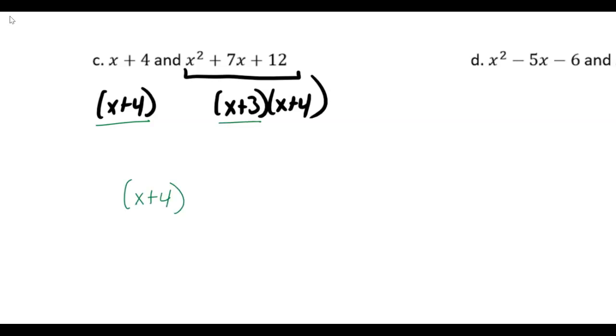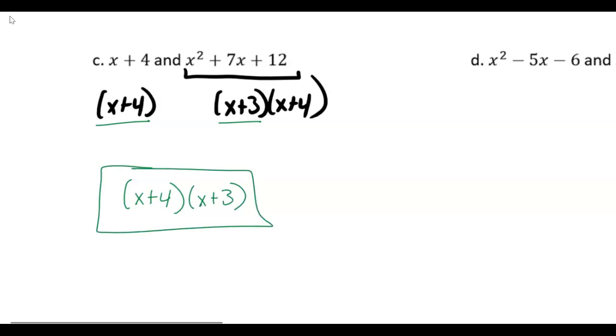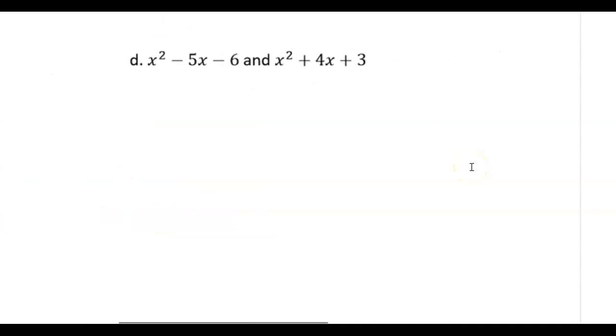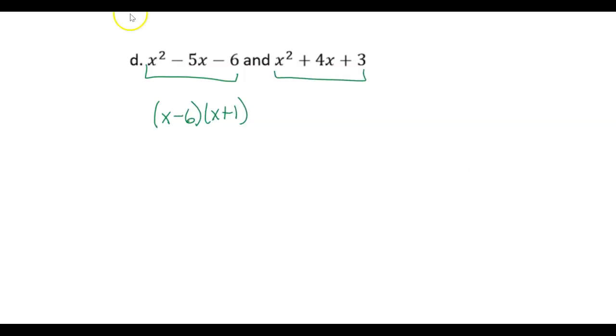And then look at your x plus 3. It happens one time on the right. It doesn't happen on the left, so the most times it occurs on either side is just that one time. That's your answer. All right, last but not least, let's go ahead and factor both of these. This one factors too. Let's see, multiplies to negative 6, adds to negative 5 is x minus 6, x plus 1. And then over here, what multiplies to 3 and adds to 4? That's 1 and 3.